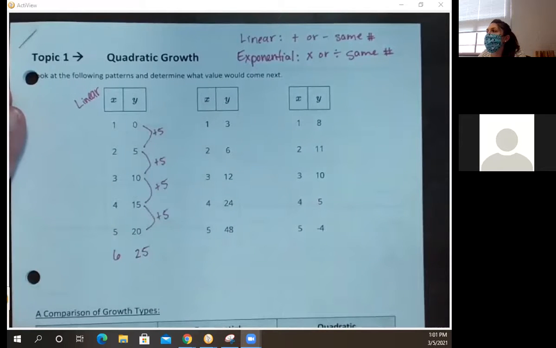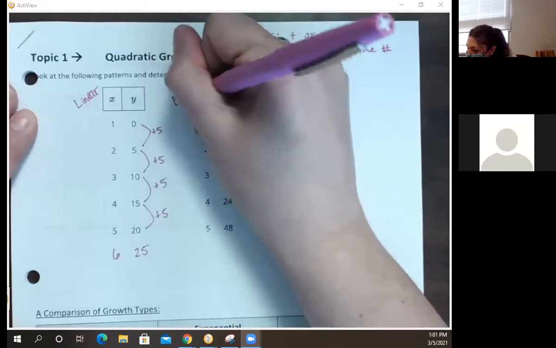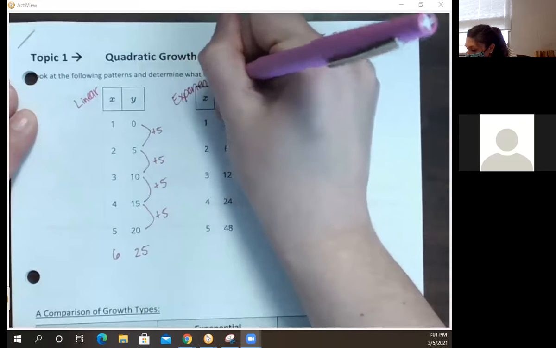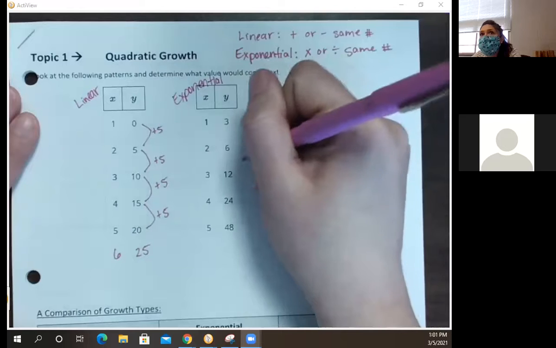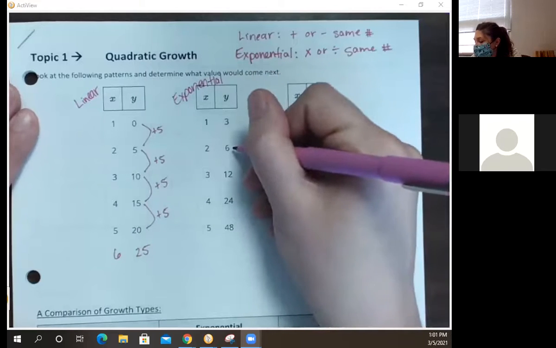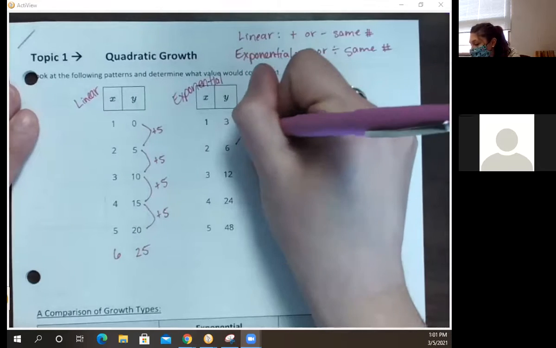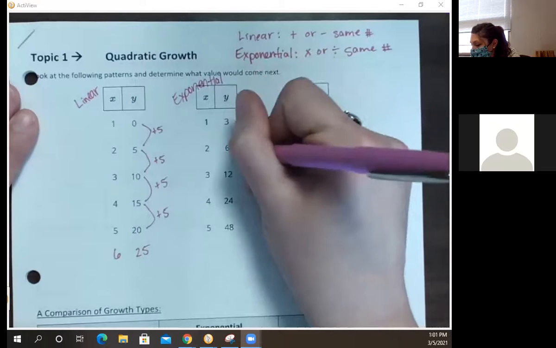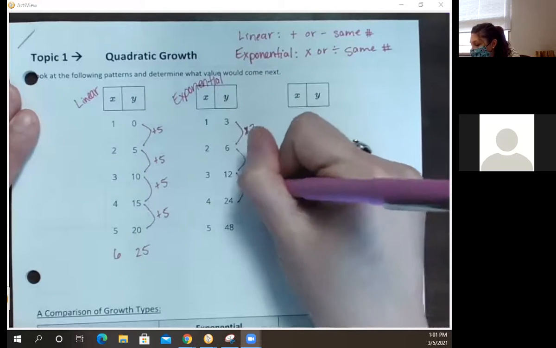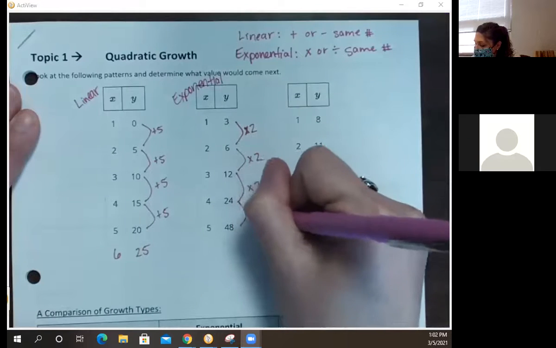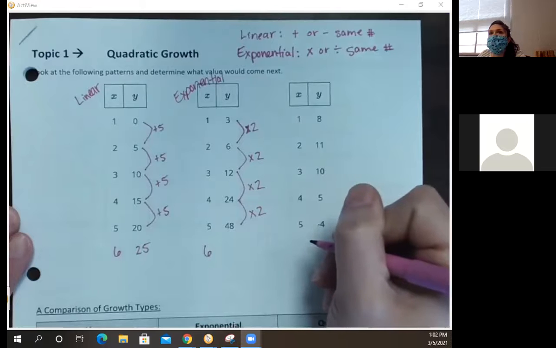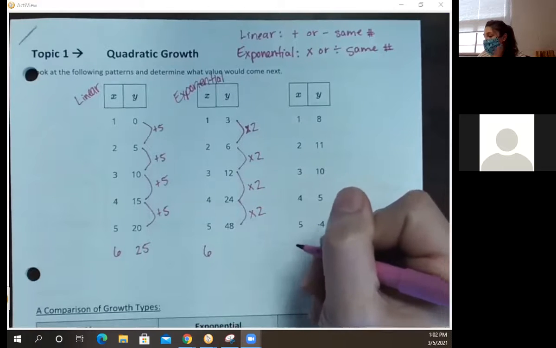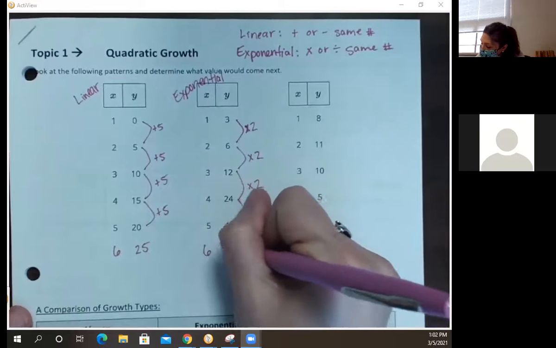Which of these are the exponential functions? The next one, that middle one, is an exponential function. So if I look at the y's, to get from 3 to 6, we could add 3, but we could also multiply by 2. And importantly, to get from 6 to 12, I could multiply by 2. So I want the option where I can do the same thing each time. So I can multiply by 2, multiply by 2. To get from 12 to 24, we multiply by 2. 24 to 48, we multiply by 2. So our next step would be to multiply by 2. 48 times 2 would give us 96 there.